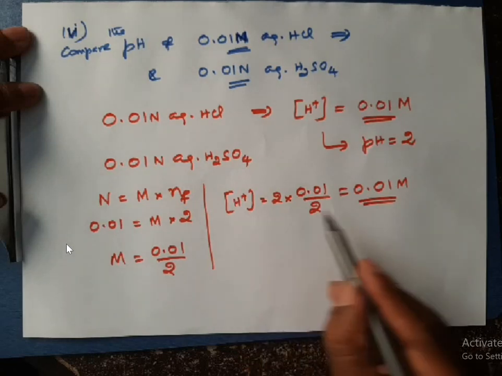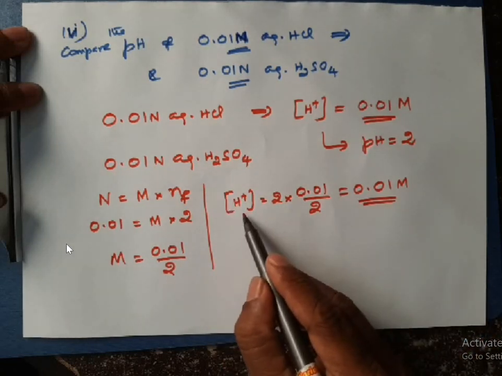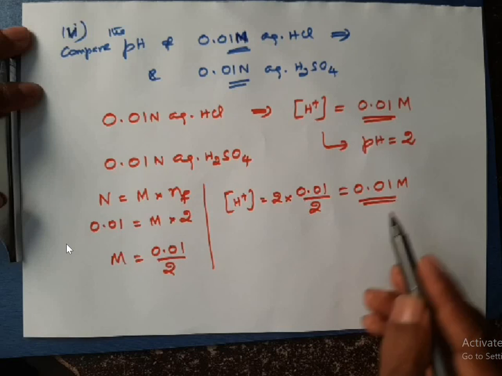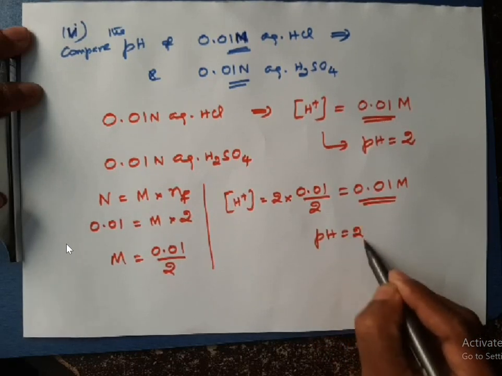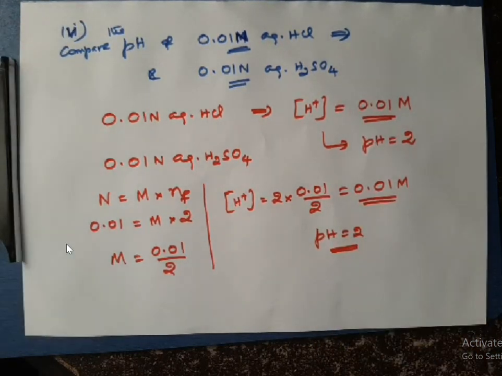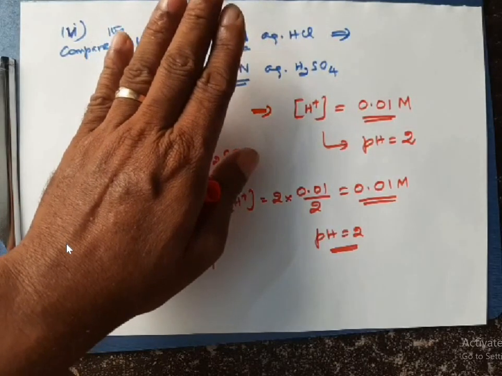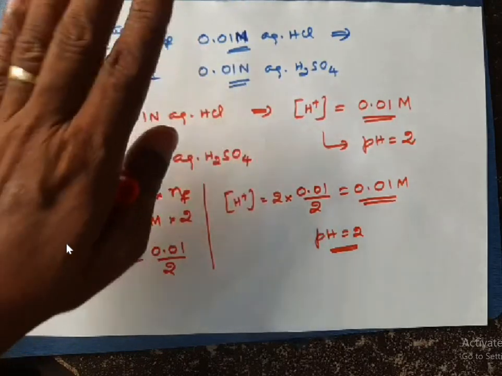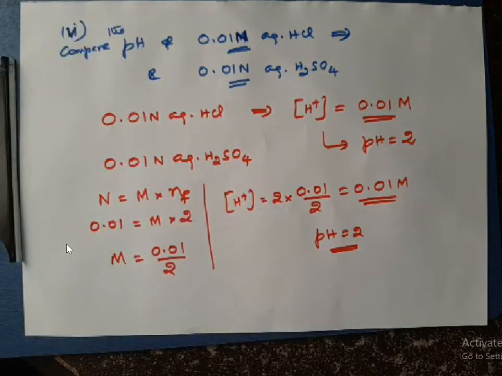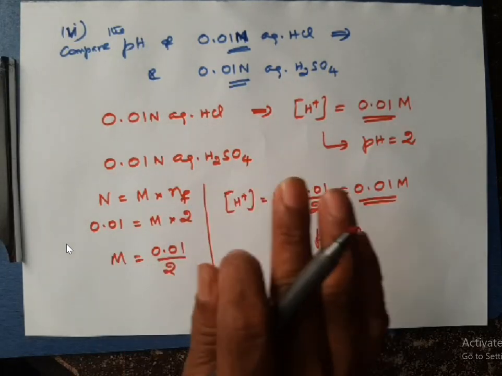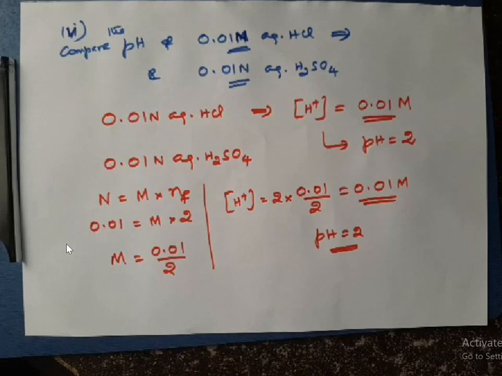Okay, and here for sulfuric acid also H plus is 0.01. Therefore, pH is also equal to 2 in this case. So you can calculate the pH, whether it is given in normality or molarity, using this idea. And remember, if the two acids given are strong acids, if they have the same normality, then they will have the same pH. This is the point you should keep in mind. Okay, this is how you must do pH calculation for strong acids.